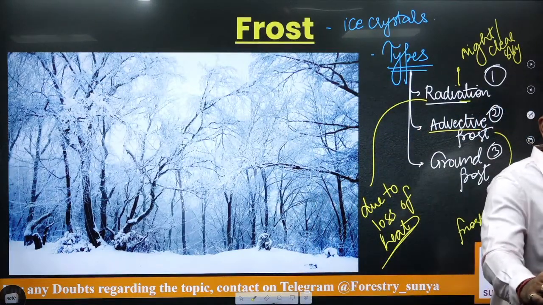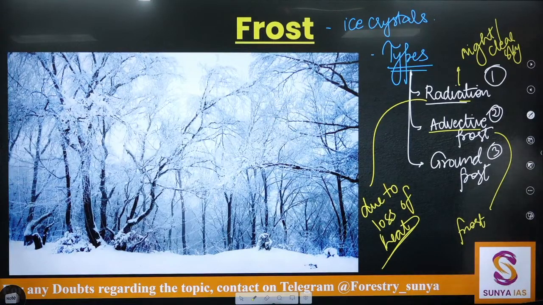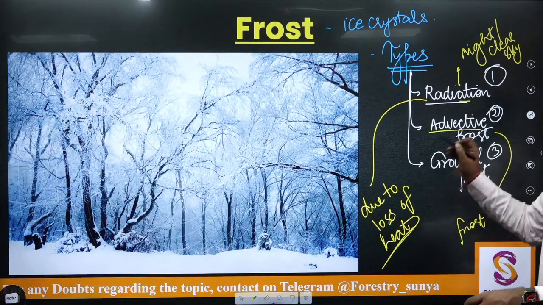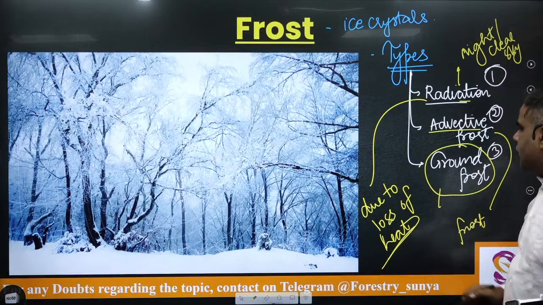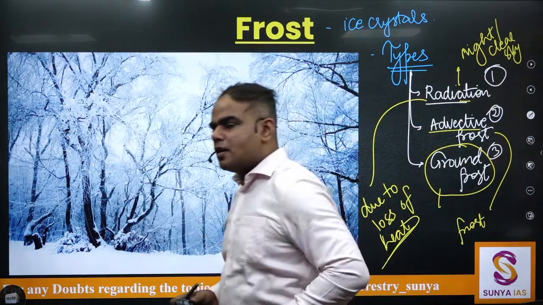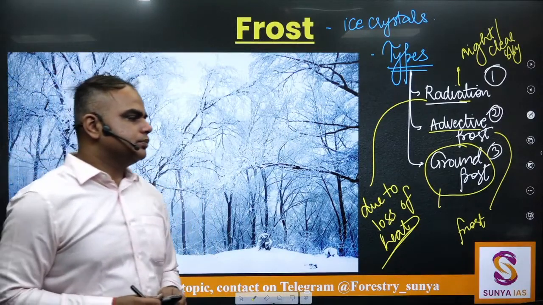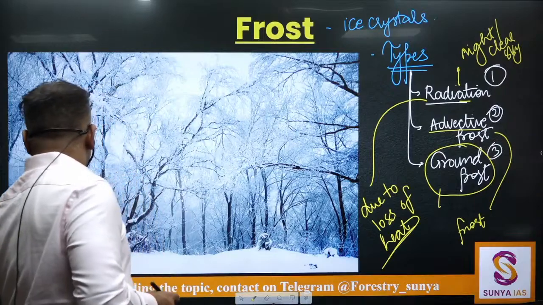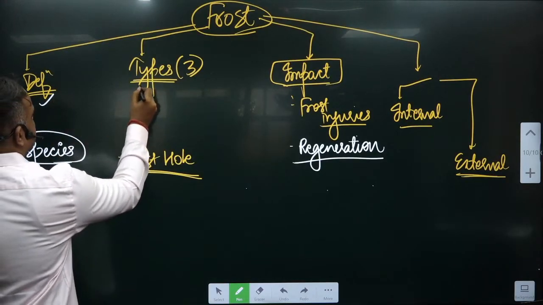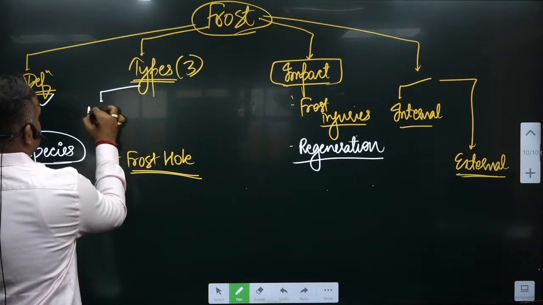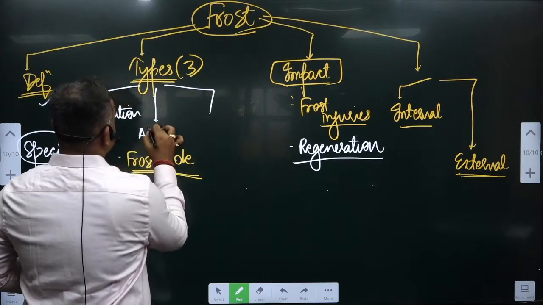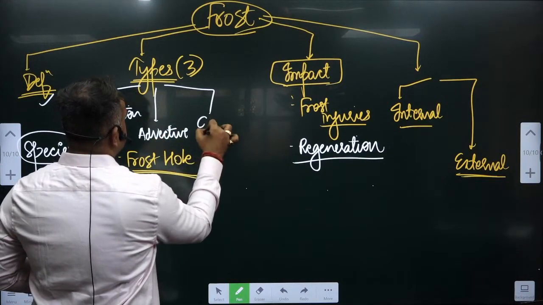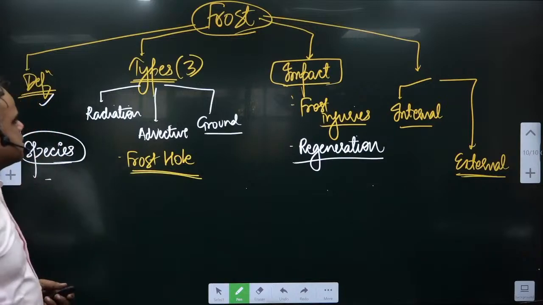And then the third part that we have to write is the ground frost. In the ground frost, the name also tells you the freezing is happening in the ground level area. So here you can write down: where the freezing happens in the ground level area, that is where we see the ground frost. So we have seen the basic definition and the types. Again, remember: radiation, advective, and ground.